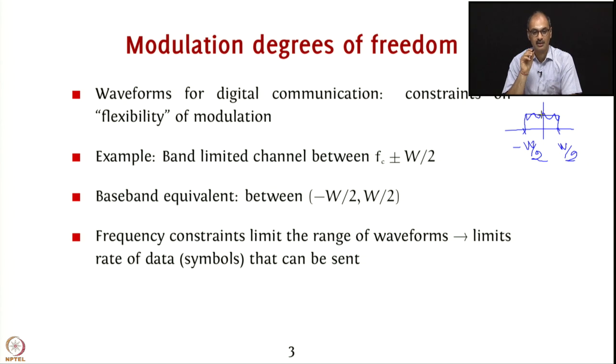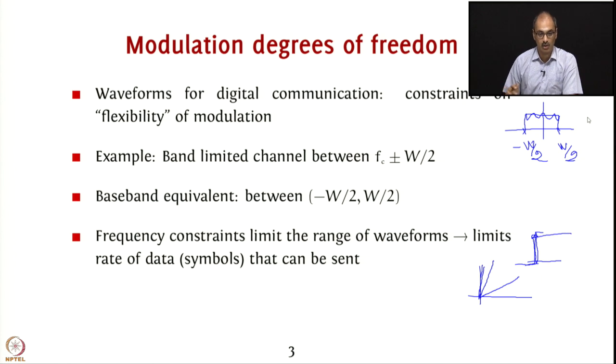This means that you are limiting the range of waveforms and limiting the rate of data symbols that can be sent. How? Intuitively, let us say that you have this particular region and you want to signal at the fastest rate possible, or you want to send the maximum amount of data that you can send. If you look at this particular waveform, which goes up like this, it has a slope which is reasonably fast rising. This particular waveform has a slope that is quite slower. Intuitively, the faster and faster you go up, the more kind of abrupt jumps that you have, the higher the frequency content that you have. In the limit, if you take something like an impulse or the unit step function, these have a large amount of frequency content in them and are not band limited.